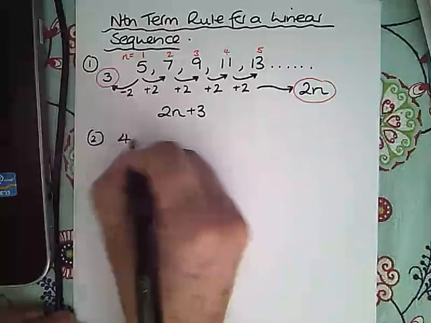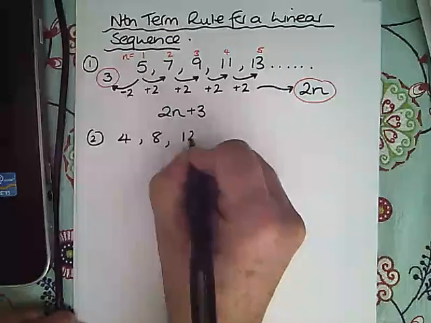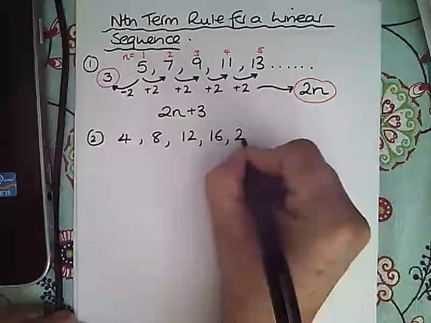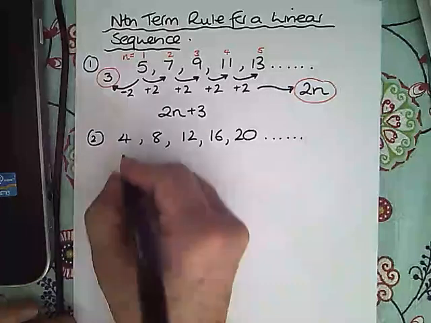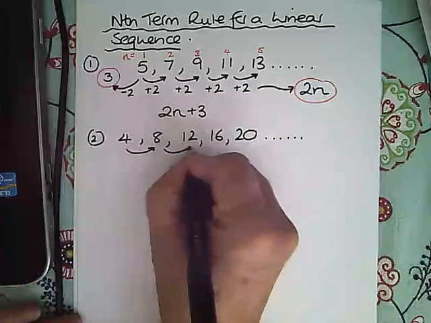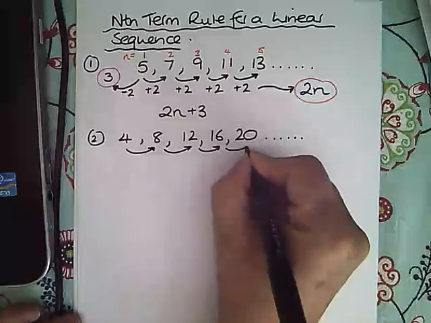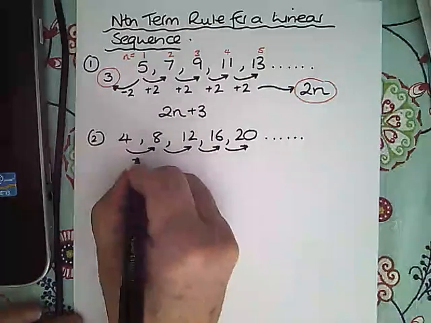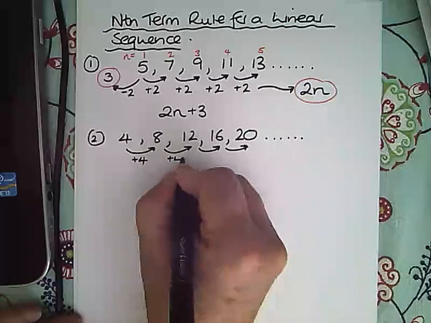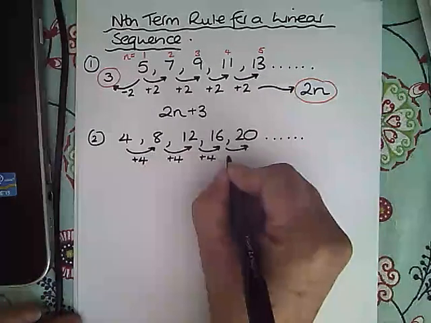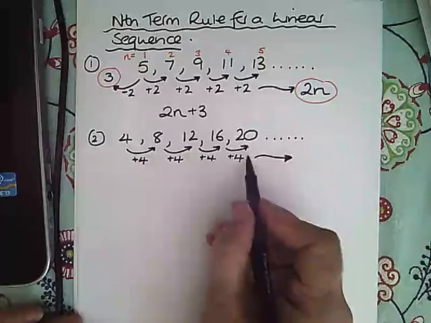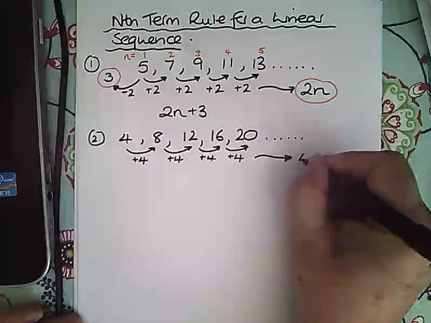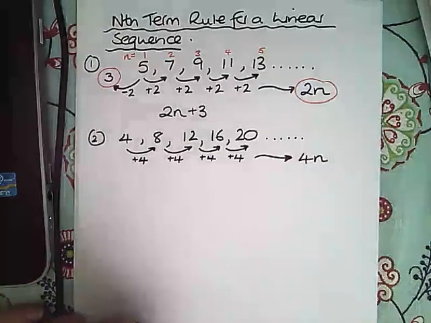4, 8, 12, 16, 20, and so on. This time, I do my looping arrows going from each number to the next number. I am adding 4, adding 4, adding 4, and adding 4. That tells me positive 4n is part of my rule.